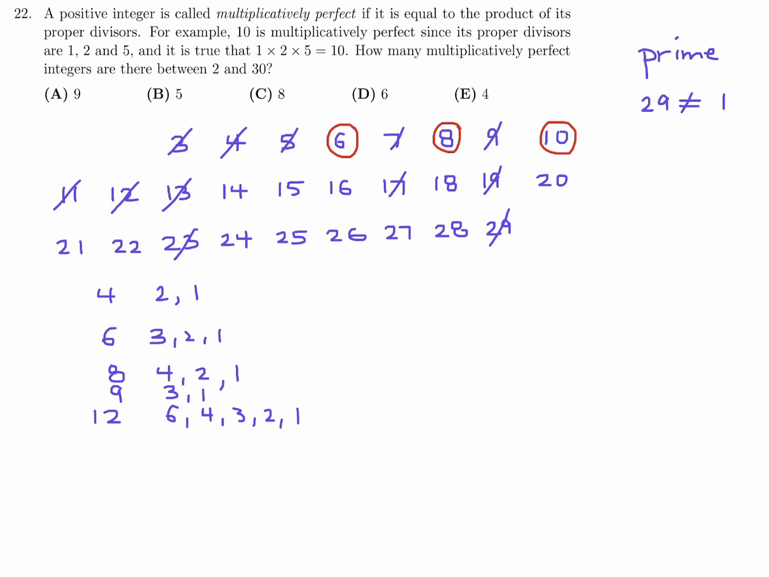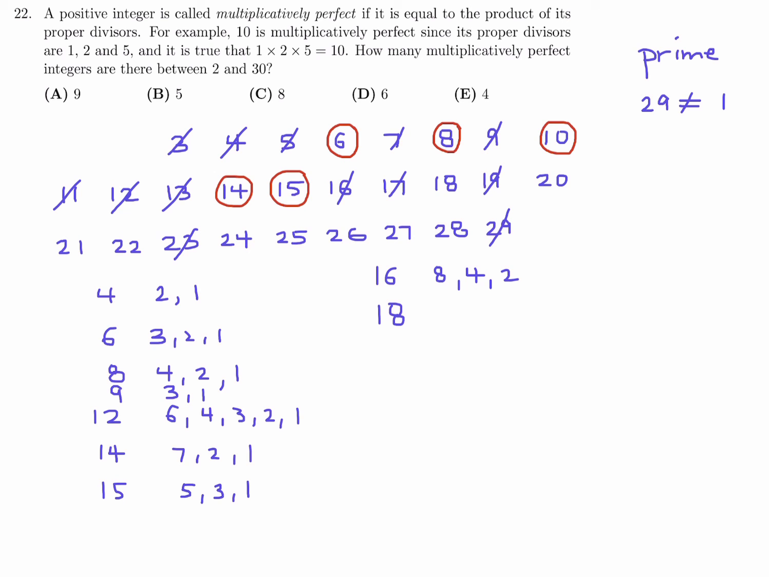Let's just keep going. 14, the factors are 7, 2, and 1. Do they multiply to 14? And the answer is yes, they do. And let's see, next one is 15. The factors are 5 and 3 and 1. When you multiply them, they do indeed equal 15. The next one is 16. Its factors are 8, 4, and 2. And when you multiply that, it will be much greater than 16, so 16 is out.